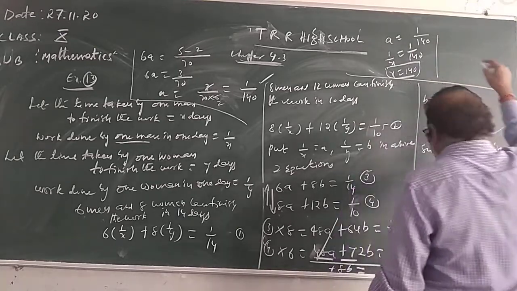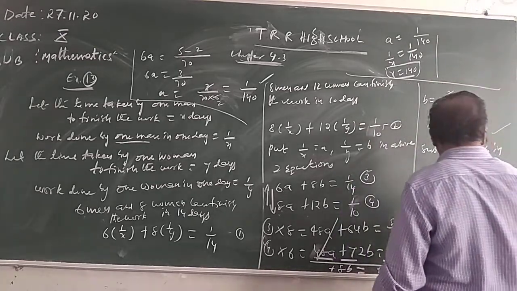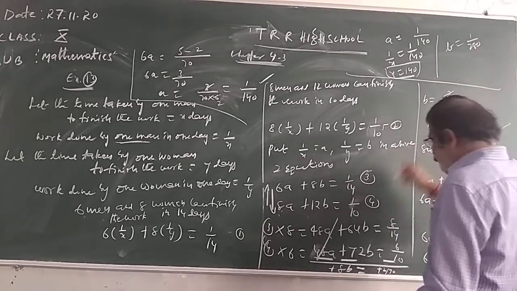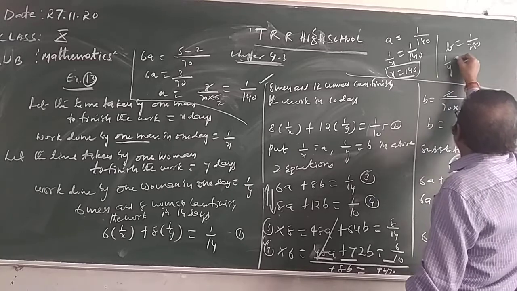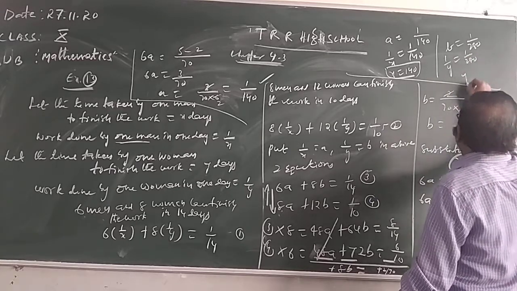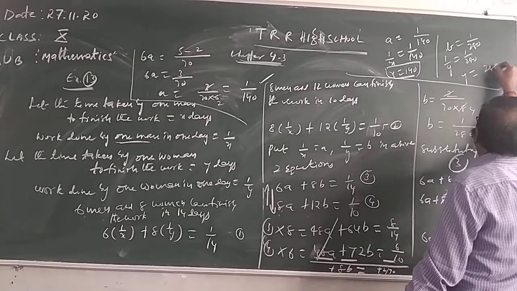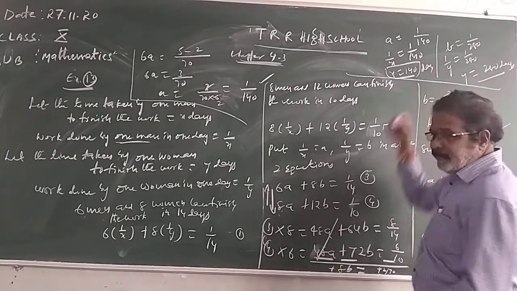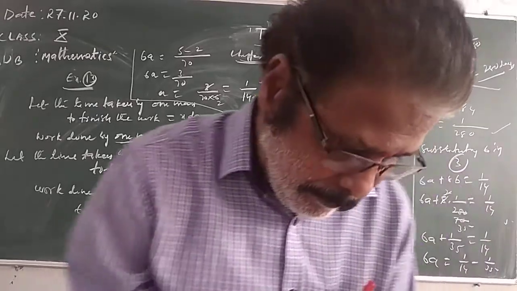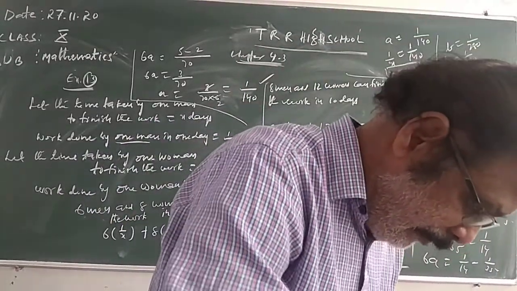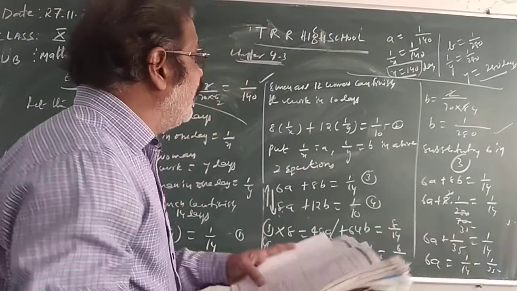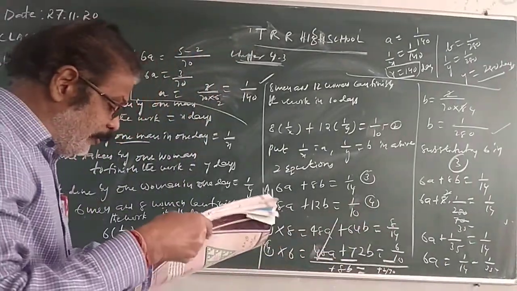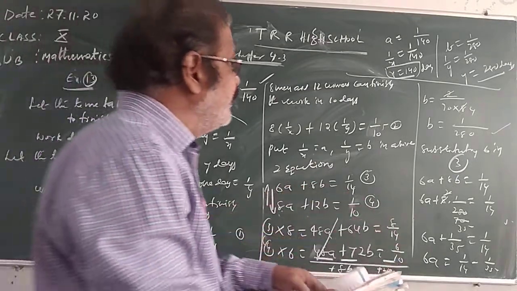Next, b is equal to how much? 1 by 280. b means 1 by y is equal to 1 by 280. Reverse the fractions. y is equal to 280. 280 days, 140 days. This is the problem. So, one man can finish the work in 140 days and one woman in 280 days alone.